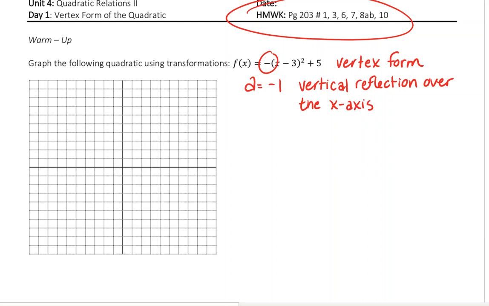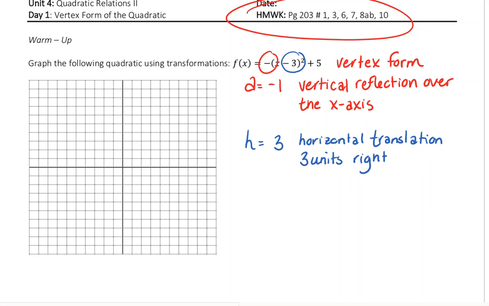Our next value that's present in the equation would be right here, -3, and this is our H value or our X coordinate to our vertex. Remembering it is always the opposite sign as it appears in the equation, so our H value is actually 3 here. What that means is it's a horizontal translation. If this value is positive, then it's a horizontal translation right. If it's negative, then it would be left. So in this case, it's a horizontal translation 3 units right.